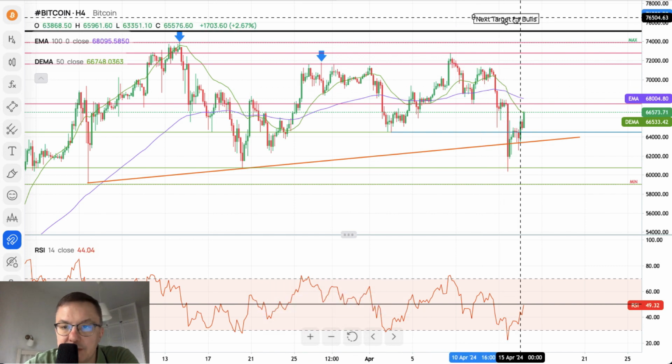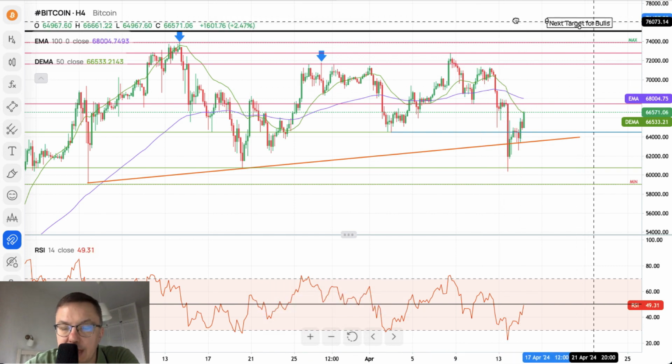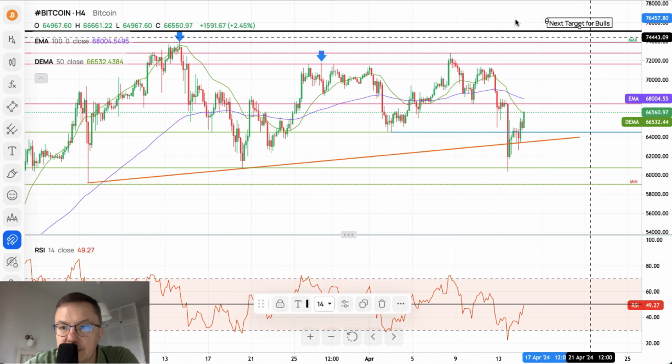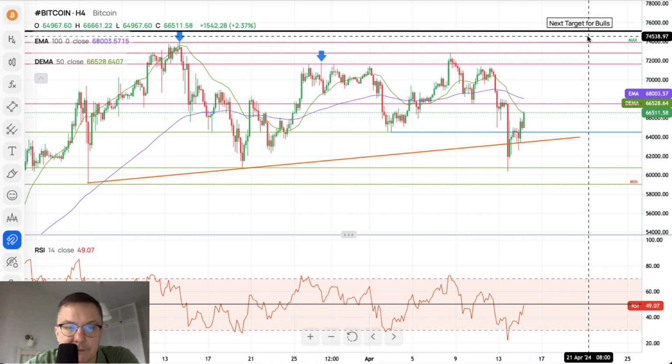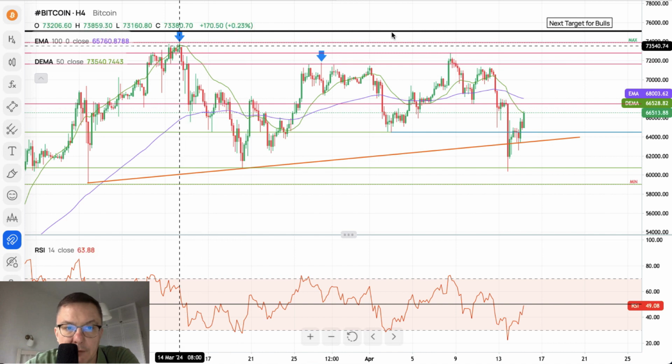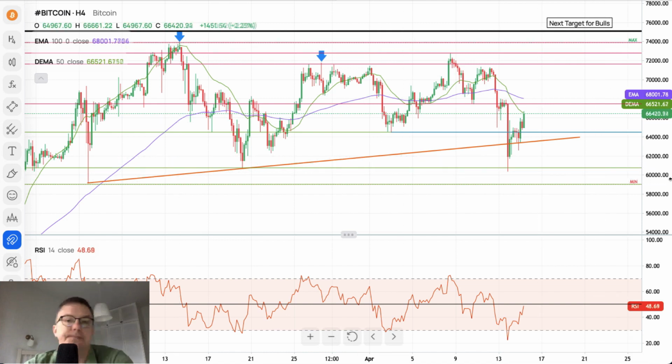The next target for bulls, if we hit the all-time high and break it, is the $75,000 round number. Please remember, the last all-time high according to this chart is $73,859. And with that kind of momentum, this high might be challenged even before the halving happens.